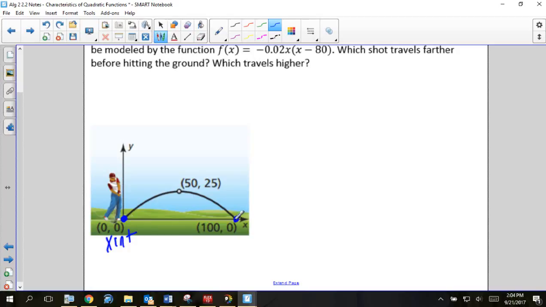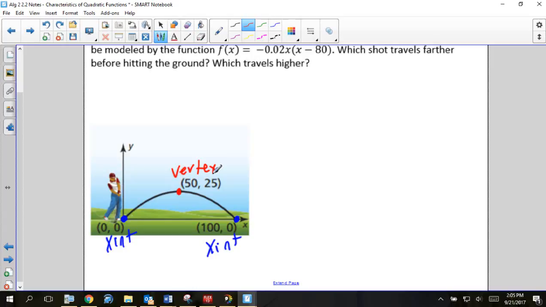100, 0, yep, that's an x-intercept. Then what is 50, 25? That's the vertex. That's that maximum height. Now we don't have to write the equation for this one, but can you tell me something about that A value for this equation? It's negative, right?